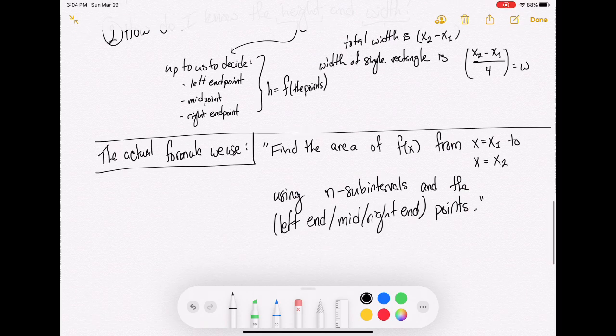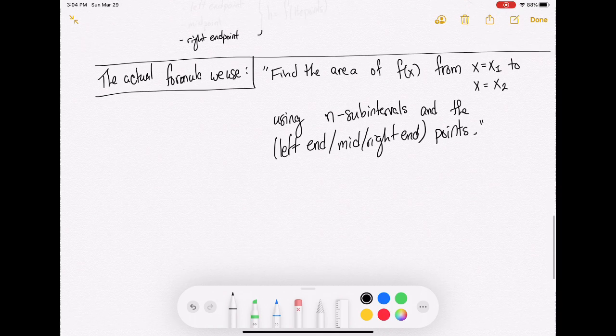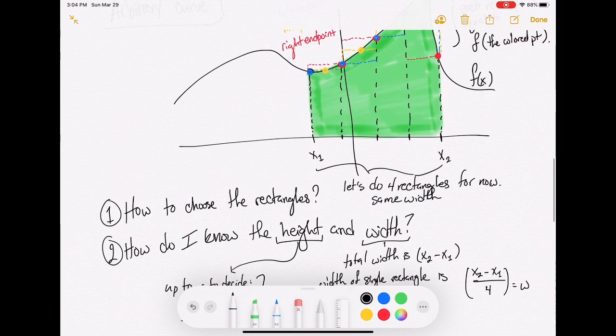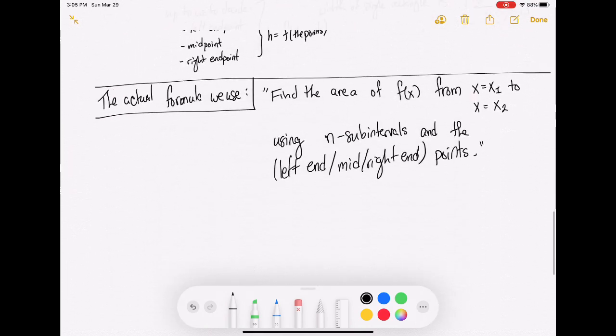It's going to say x1 to x2. Those might be numbers 1 to 8 or negative 2 to 4 or something like that. F of x is going to be some function, x cubed or 2x or something. And then it's going to tell us the left endpoint, the midpoint, or the right endpoint. And when it says that, then we're just going to follow what I produce for you. So all we're thinking about is calculating 4 rectangles here. The area of 4 rectangles, or n rectangles in our case, and then we need to know their width and their height.